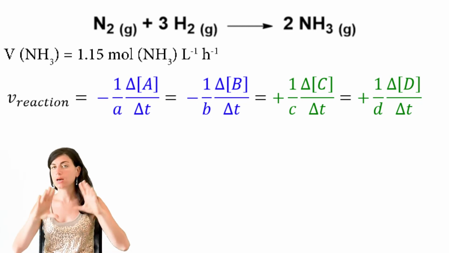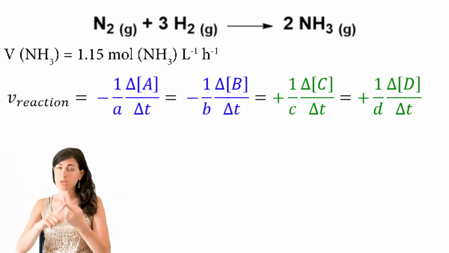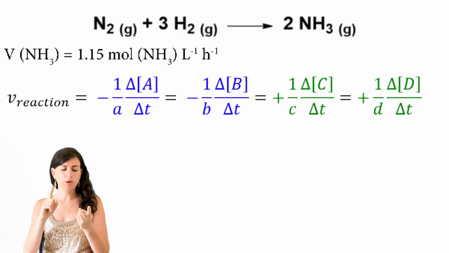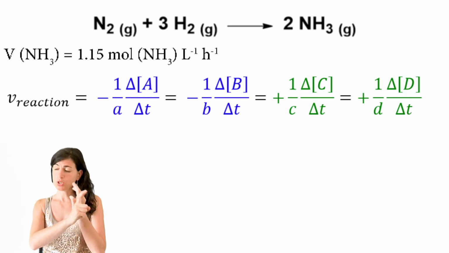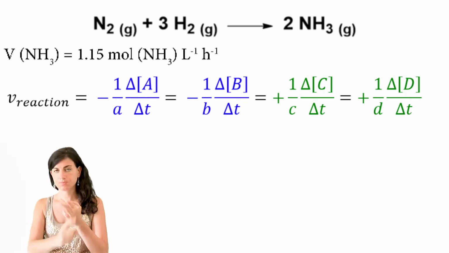Because so far we have calculated the rate of formation or rate of consumption, but we do not know the rate of reaction, which, as I told you, is something different. How can we calculate that? The reaction rate should be similar for all our reactants, okay?